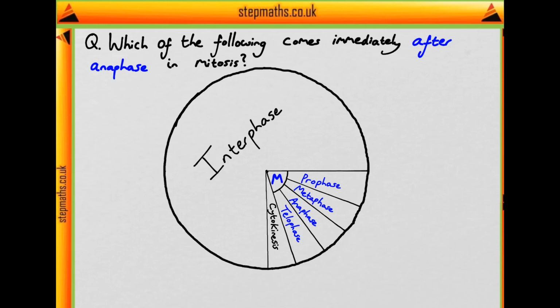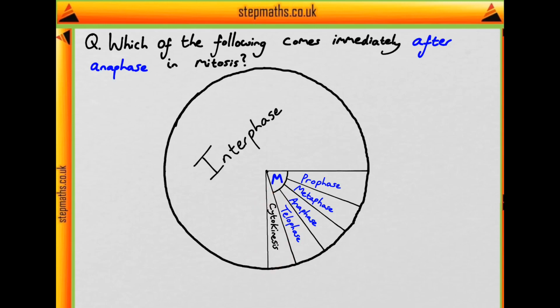Telophase. Telophase is the phase in which the chromosomes have reached opposite poles of the cell, and so the nuclear envelope reforms around each set of chromosomes at opposite poles of the cell, and the mitotic spindle breaks down. And then this is followed by cytokinesis, which is where the cell divides.